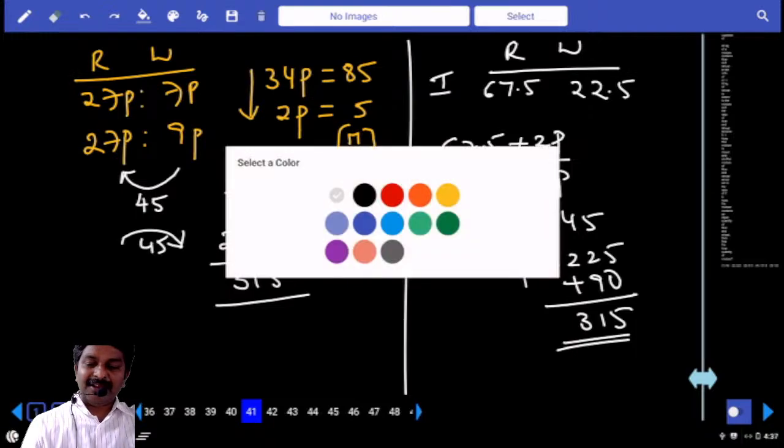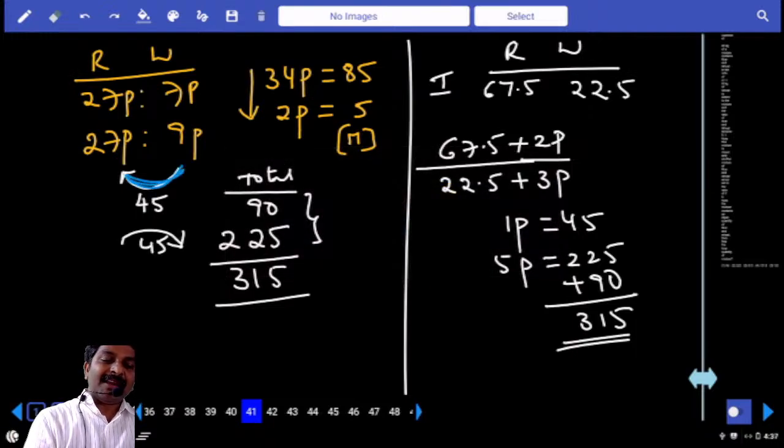But I really recommend, when rice is 45 kgs more, next time when you want to make them equal, the second time, wheat must be 45 kgs more. From the parts, it is 1 part which is equal to 45. Clear understanding.